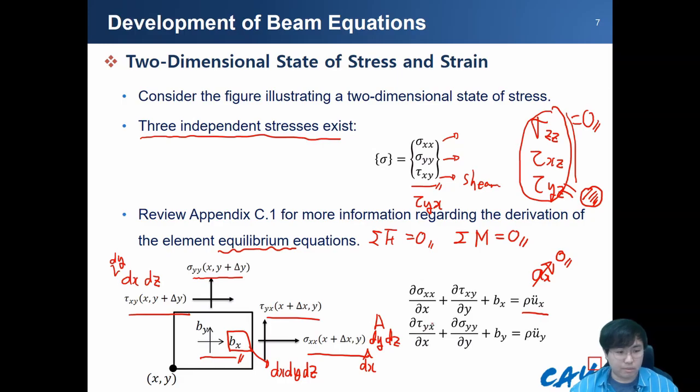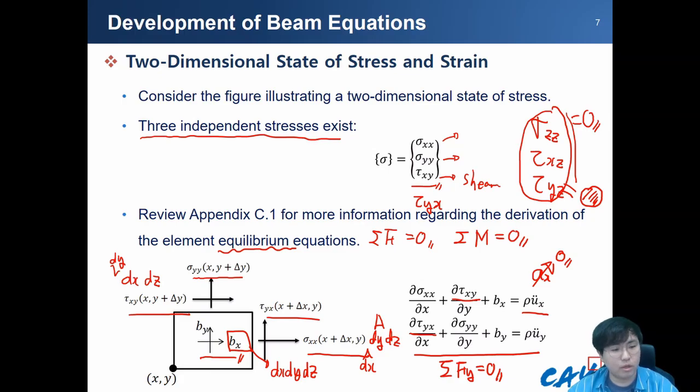Similarly, the second equation is related to the force equilibrium in the y direction. I think that you can easily derive this equation. And then here we have two different shear stresses. First is on the x surfaces in the y direction, and the other shear stress is on the y surfaces in the x direction.